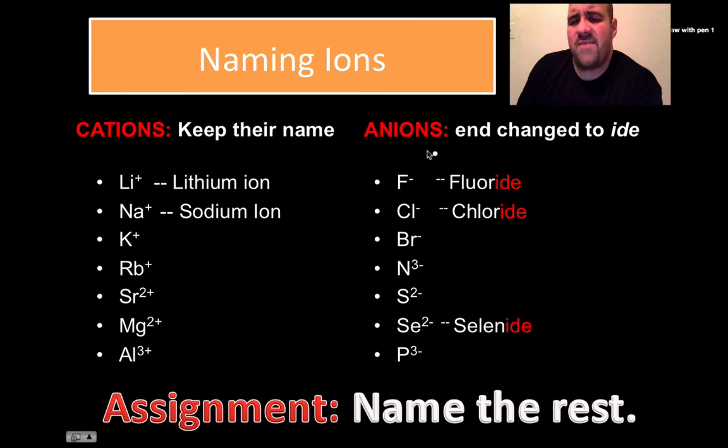Anions are a little bit different. When you have a nonmetal gaining an electron, we take the end of the name and swap it out with IDE. So fluorine becomes fluoride. Chlorine becomes chloride. Selenium becomes selenide. I want you to fill in the rest of these in your notebook and just name them. Bromine's going to become... Nitrogen's going to become... That one might be a little more tricky because there are 3 syllables in that word, but I think you can figure it out. So name the rest of these elements. And the rule again is that for anions, we change the ending to IDE.